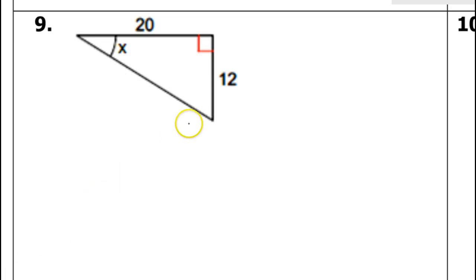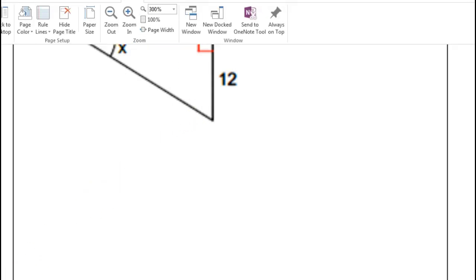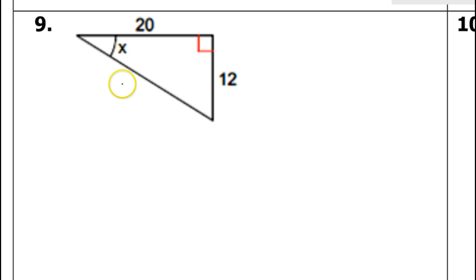Looking at problem number 9. Again, your first step is to label all the sides, starting with the hypotenuse. So the hypotenuse is here across from the 90 degrees. Now the angle that we should be looking at, we will look at this angle because that's what we're looking for. Now from the perspective of that angle, that makes the 20 adjacent because it's right next to the angle, and that makes the 12 opposite because it's across from the angle.